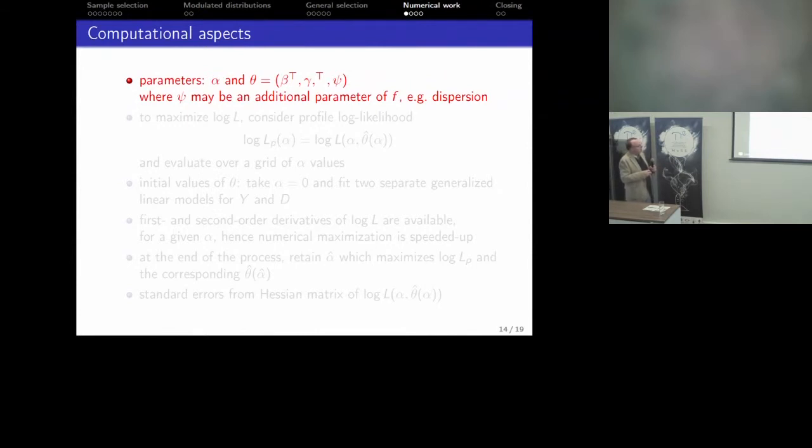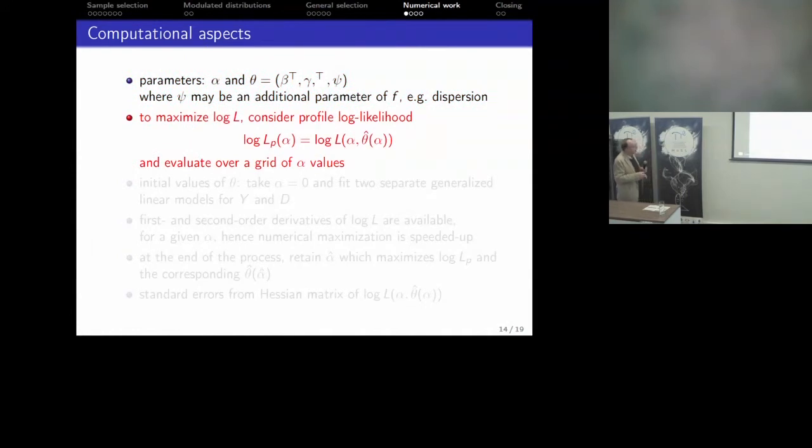And then we have a bunch of regression parameters, beta, which are the main point of interest, and gamma, which combines with other covariates, affecting the selection mechanism. And possibly there is an extra parameter, such as in the negative binomial, which regulates variability. In the context of generalized linear models, it is called the dispersion parameter.